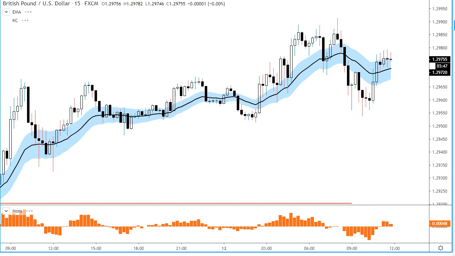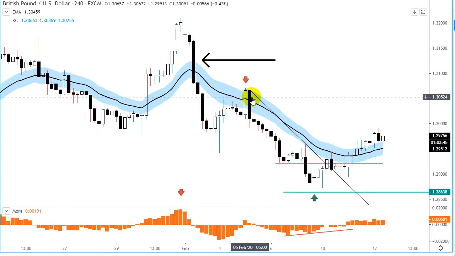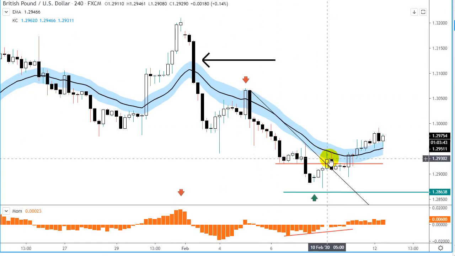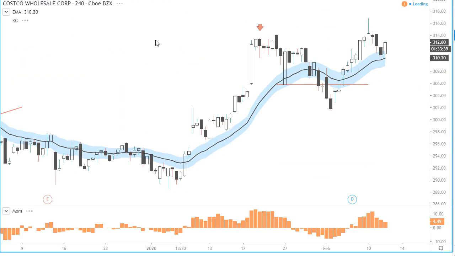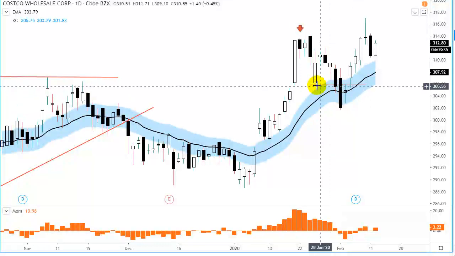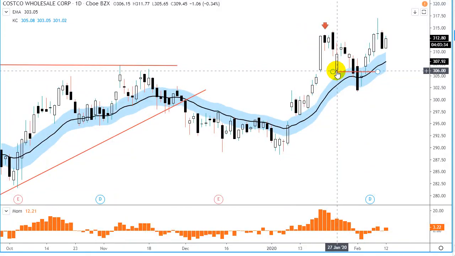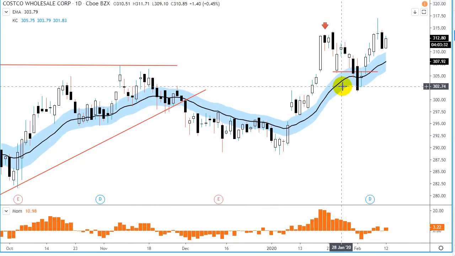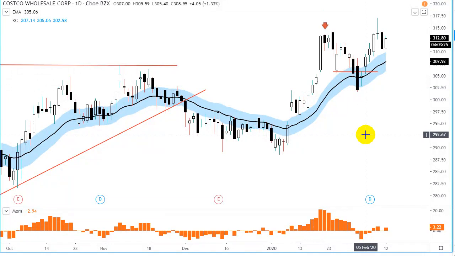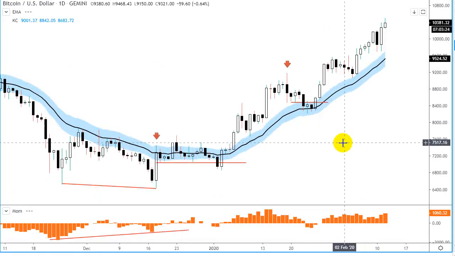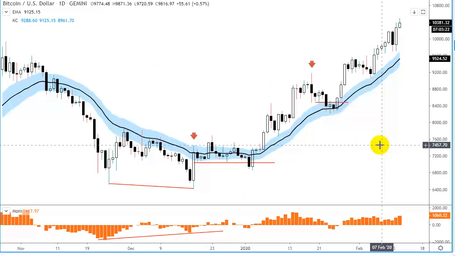Let's take a look at the 4-hour chart here. Again, legit if you're looking to short here. Let's go back to the daily chart of Costco. So you wouldn't have been able to buy this one. Having that little filter of what is close for you saves you this. And then let's go to Bitcoin, as we just were. And that's it. So that's that.